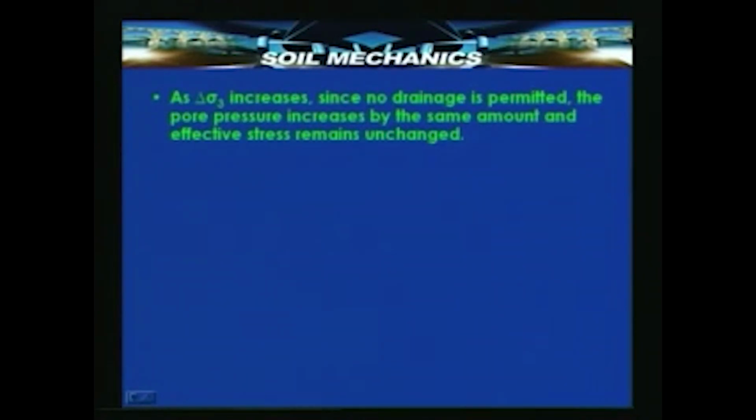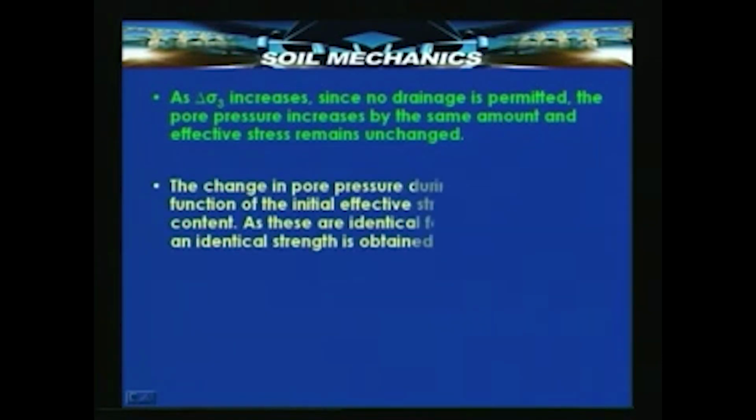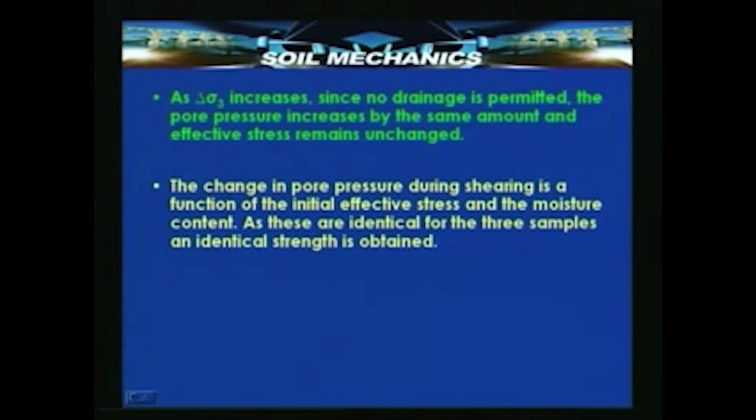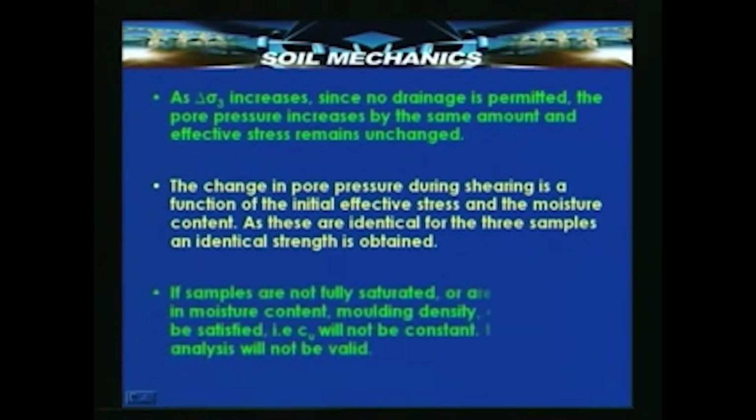Now let us see a few aspects corresponding to these tests. As delta sigma 3 increases, since no drainage is permitted, the pore pressure increases by the same amount and the effective stress remains unchanged. The change in pore pressure during shearing is a function of the initial effective stress and the moisture content. As these are identical for all the samples, the strength obtained is also identical. Now if we are having a sample which is not fully saturated, then phi u equal to 0 will not apply and Cu will not be constant. Undrained analysis cannot be conducted.